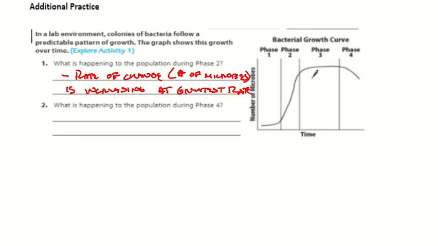What's happening to the population during phase four? In phase four, the population is decreasing. But it's decreasing slowly. It's decreasing slowly, not nearly as much as it increased in phase two.